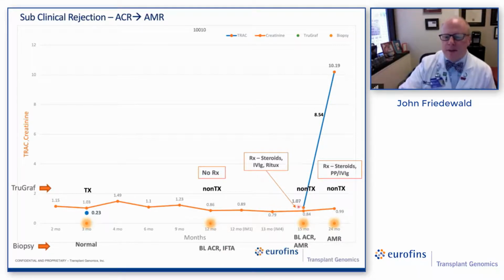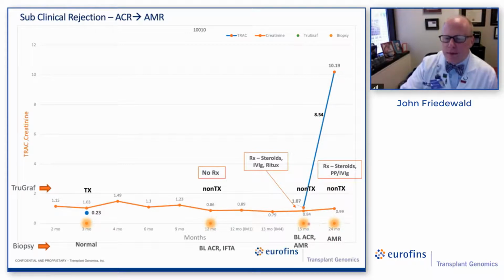And sure enough, by 15 months, the patient goes on to have, again, a non-TX TruGraf result. A biopsy is done because they developed some proteinuria, and they're found to have borderline acute cellular rejection, which is persistent. And now they develop antibody-mediated rejection and a new de novo donor-specific antibody. At that time, also, the cell-free DNA is positive at a level of 1. The patient's treated with steroid pulse, IVIG, and rituximab. You can see the cell-free DNA, which was tracked, went up to 8 and up to 10 eventually.